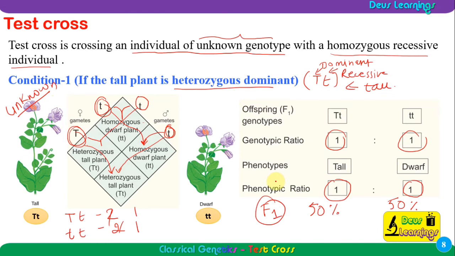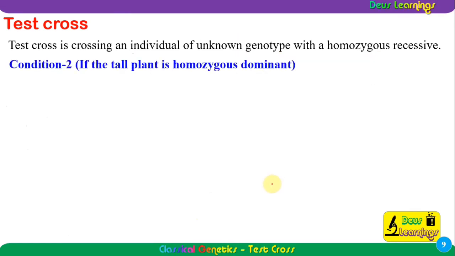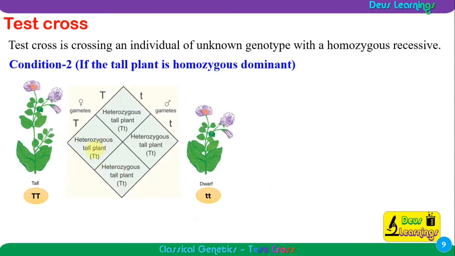Okay, now let's see condition 2. In condition 2, the plant is homozygous dominant. It's unknown, right? We don't know that. So let's cross it. If we cross, what do we get? We get the heterozygous dominant character. Again, when we cross this one and this one, we get heterozygous dominant condition. And if we cross this one with this one, again you get the heterozygous dominant condition, and this one with this one, again you get heterozygous dominant condition.